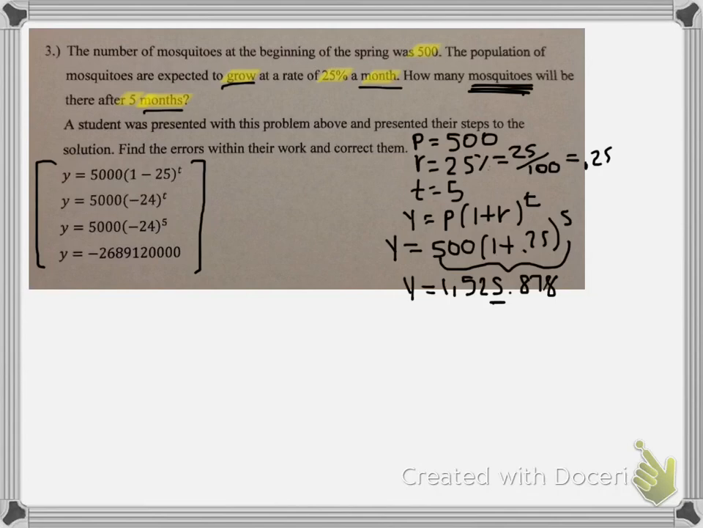Alright, so when you round, you look at the place beside it, to the right of it, to figure out if that number stays the same or goes up. And if it's 5 and above, then that number will round up. But if it's 4 and below, it remains the same. So since this is an 8, that will make that 5 round up to a 6. So we have 1,526, and what we're talking about is mosquitoes. So that would be the unit.